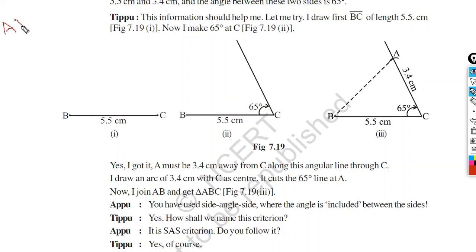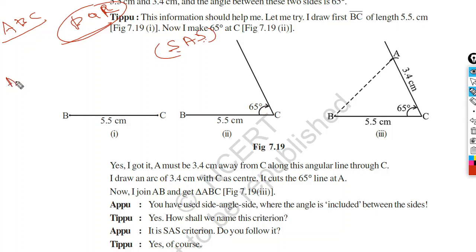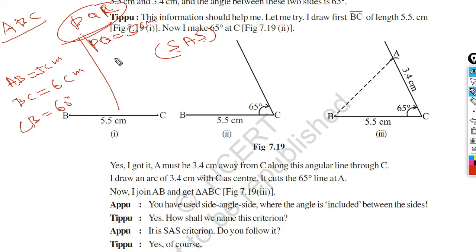Suppose a triangle ABC and suppose PQR. There are two triangles ABC and PQR with dimension. We know that the criterion is side angle side. That means two sides and one angle included. Suppose one of the sides AB is equal to 5 cm, then BC is equal to say 6 cm, and angle B is equal to 60 degrees. Similarly for triangle PQR, PQ is equal to 5 cm, then QR is equal to 6 cm, and angle Q is equal to 60 degrees.